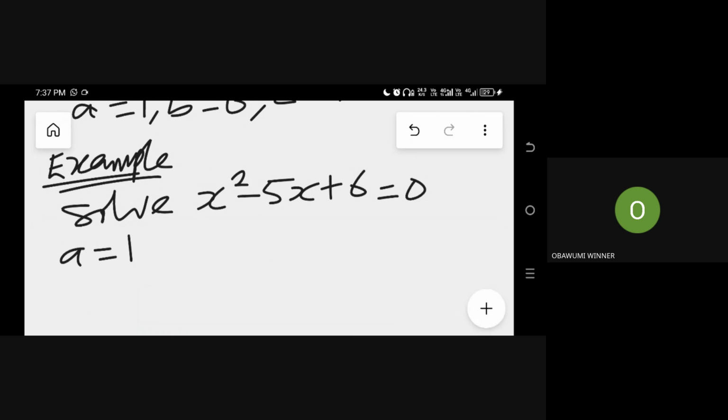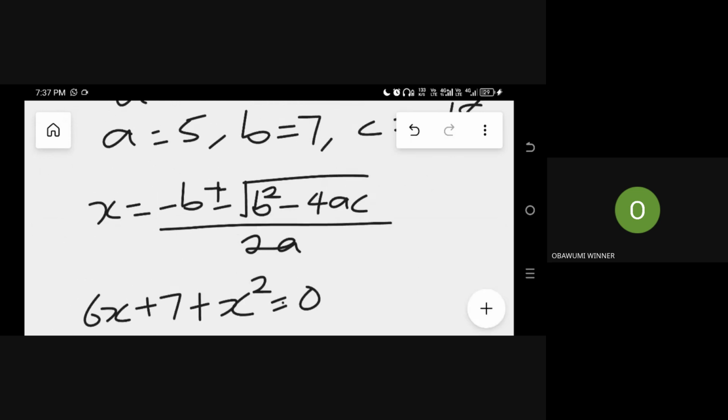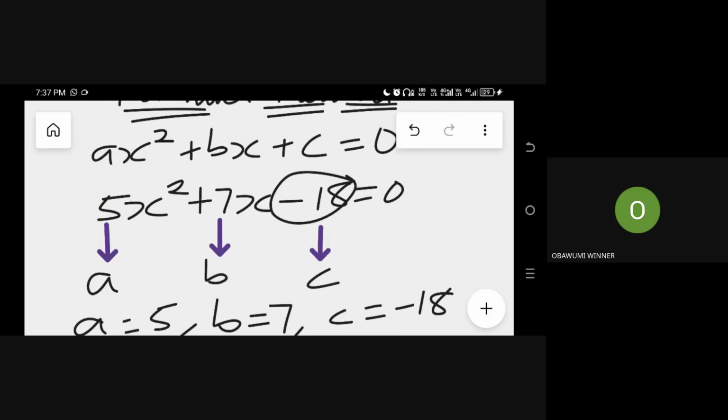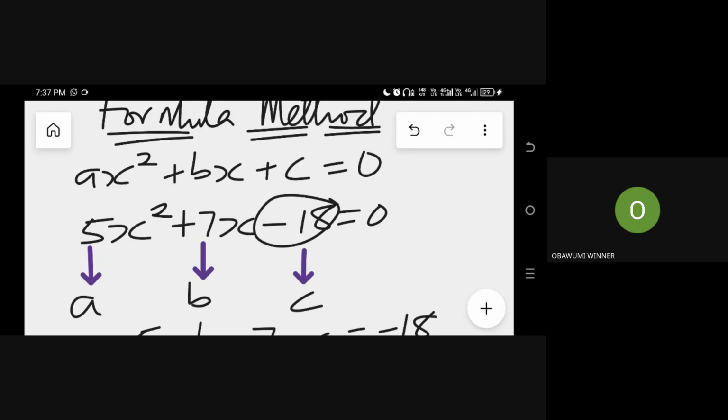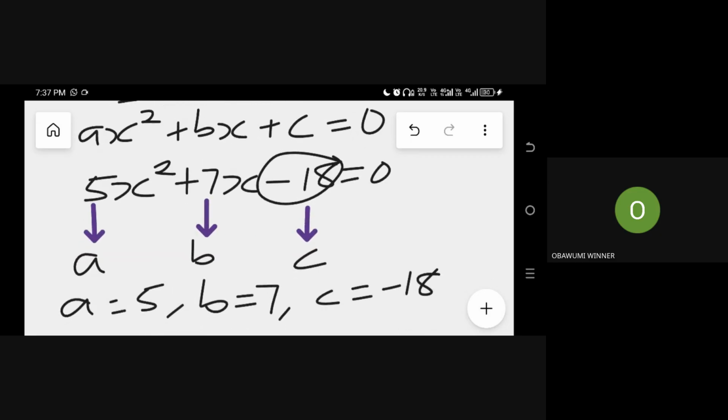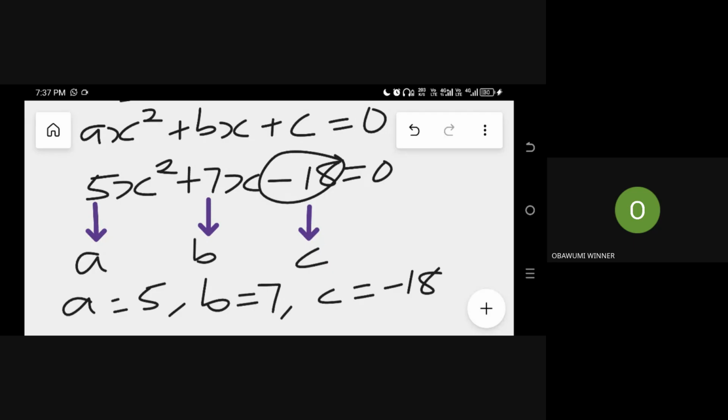Lucas, A is 1. We're saying that A is the number that's attached to S squared. Thank you, Winner. So we said A is the number attached to S squared, B is the number attached to S, and C is a constant, the one without S at all. In the earlier example, we said A is 5, B is 7, and C is minus 18.